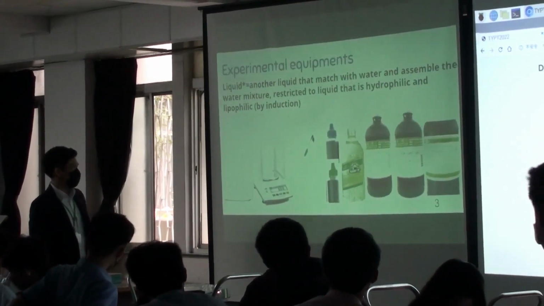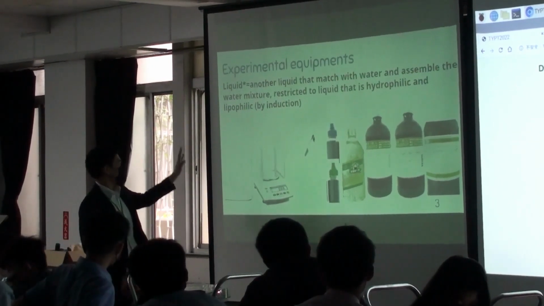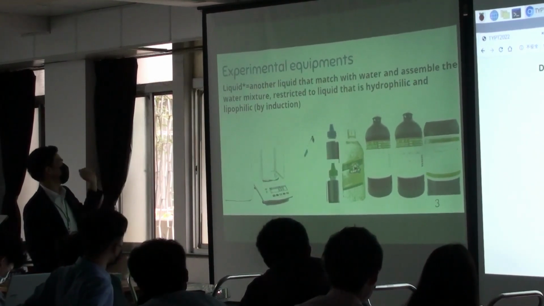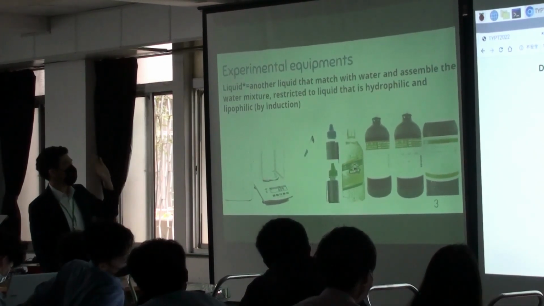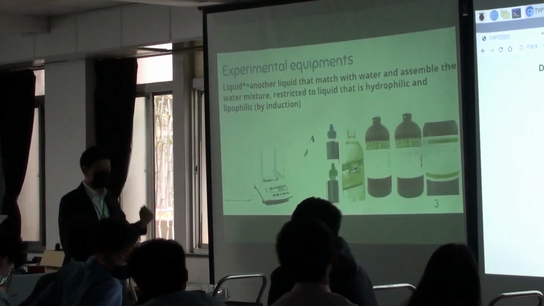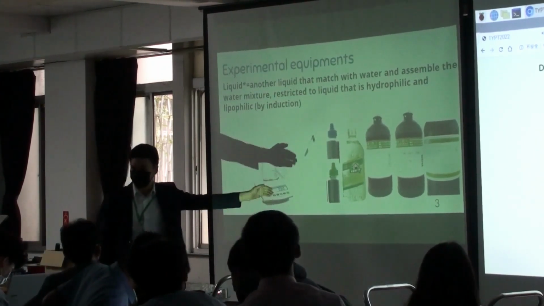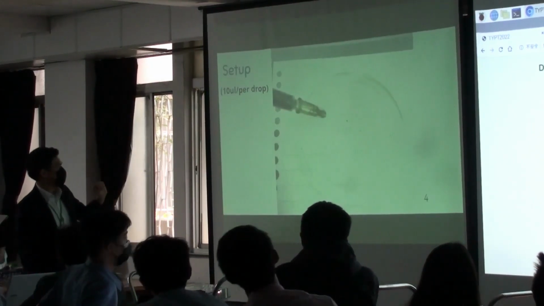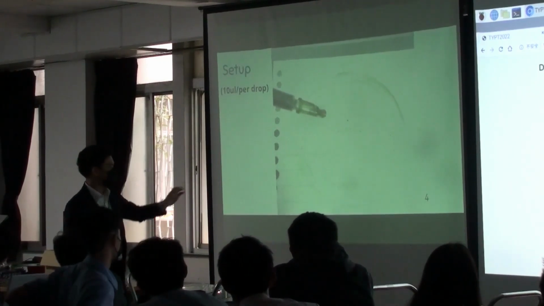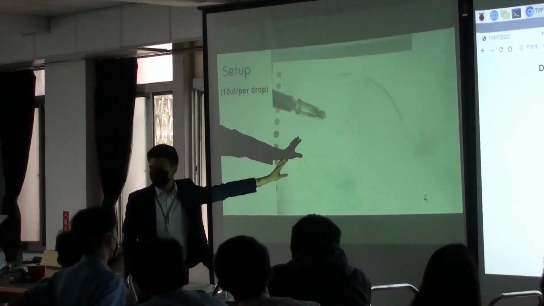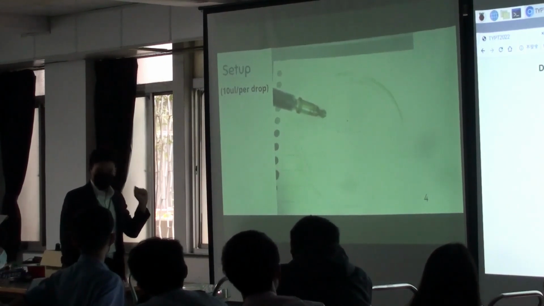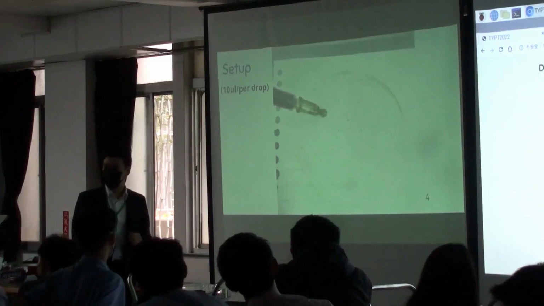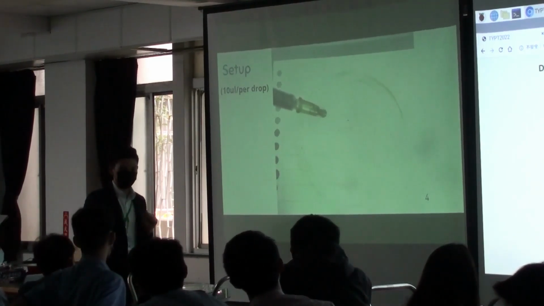Okay, so we're talking about the experimental setup. We define the liquid as a non-organic other liquid that can mix with water, to make the water mixture, restricted to liquids that are hydrophilic and lipophilic at the same time. So this includes things like phenol, isopropyl alcohol, etc. The setup is that we drop the mixture into a dish with water in it, and each drop will be approximately 10 microliters. We drop them from a low height so that the impact will not be significant.